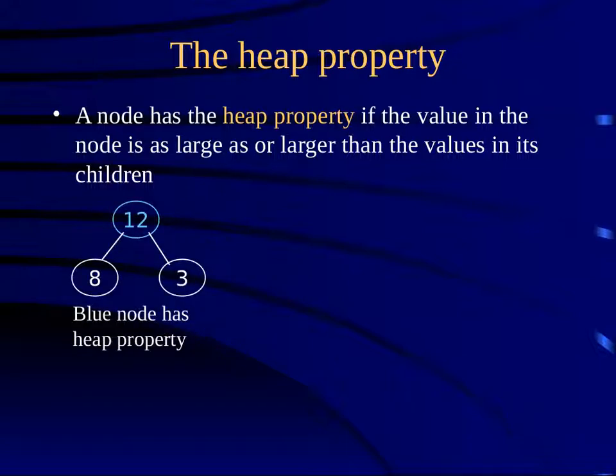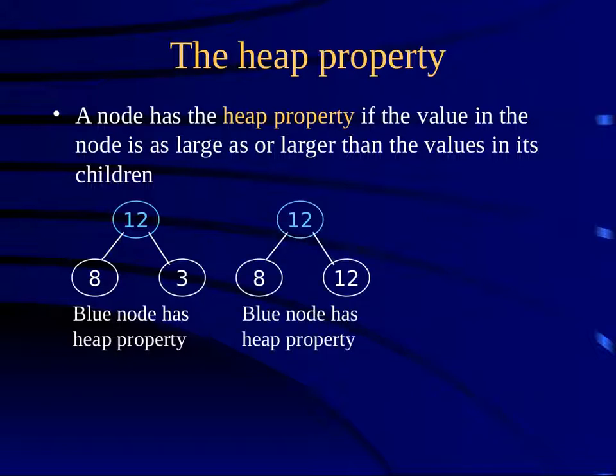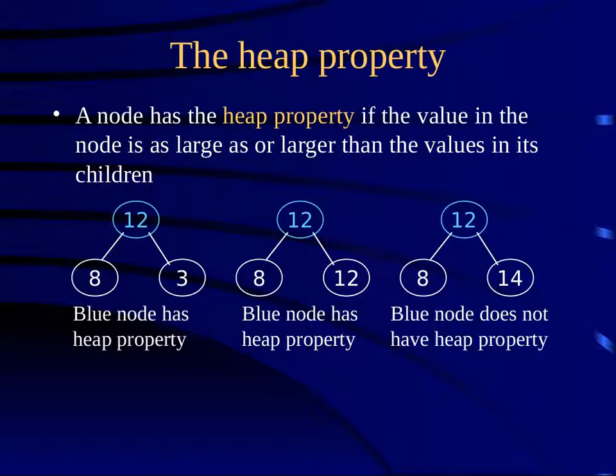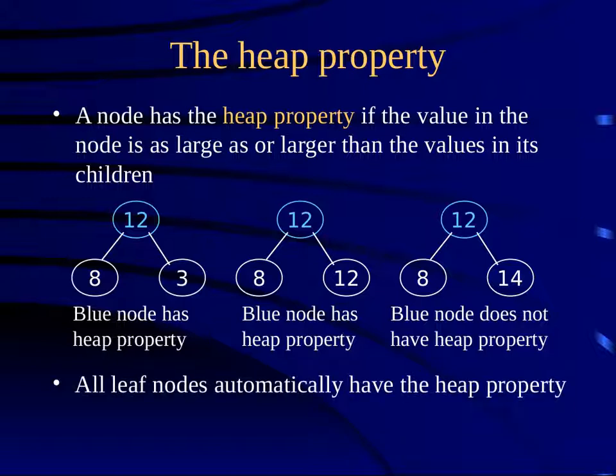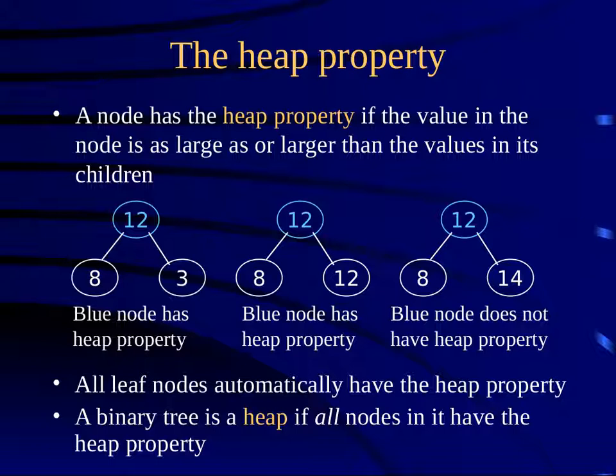So this blue node has the heap property because 12 is larger than all of its children. Blue has, as large or larger. So that's still the heap property because we allow duplicates, and that's still fine. This does not have the heap property. All leaf nodes automatically have the heap property as well. Every node has to have this property in order for it to be a heap. Let's see if it gives us better examples.